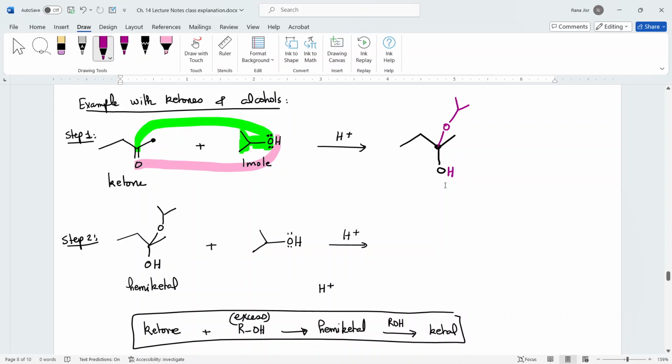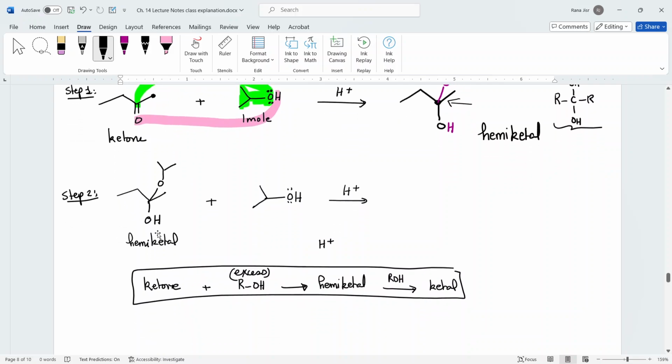So this one now, I'm going to name it as a hemi-ketal. What does that mean? There is no presence of a hydrogen here. This means that this is starting from a ketone and not an aldehyde. The general representation of a hemi-ketal is this. So you have an OR and an OH. So that is the general representation of the hemi-ketal in there.